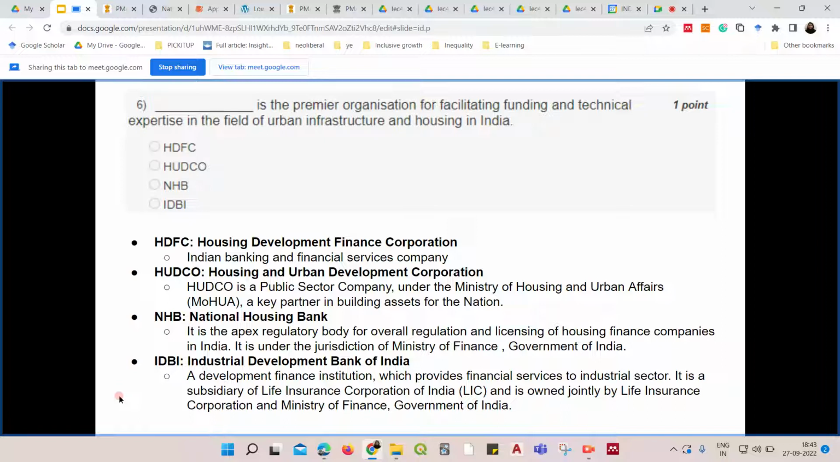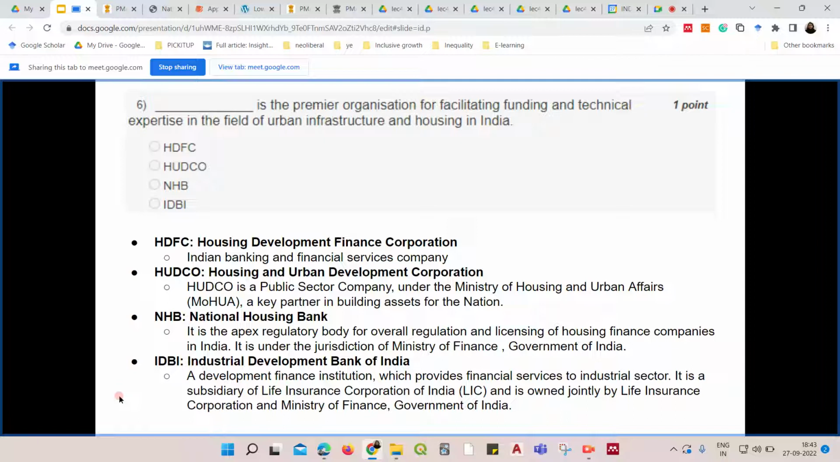So its function is the regulation and licensing of housing finance companies in India. All the housing finance companies which are there in India are regulated by NHB. And this bank, NHB, is under the jurisdiction of Ministry of Finance.